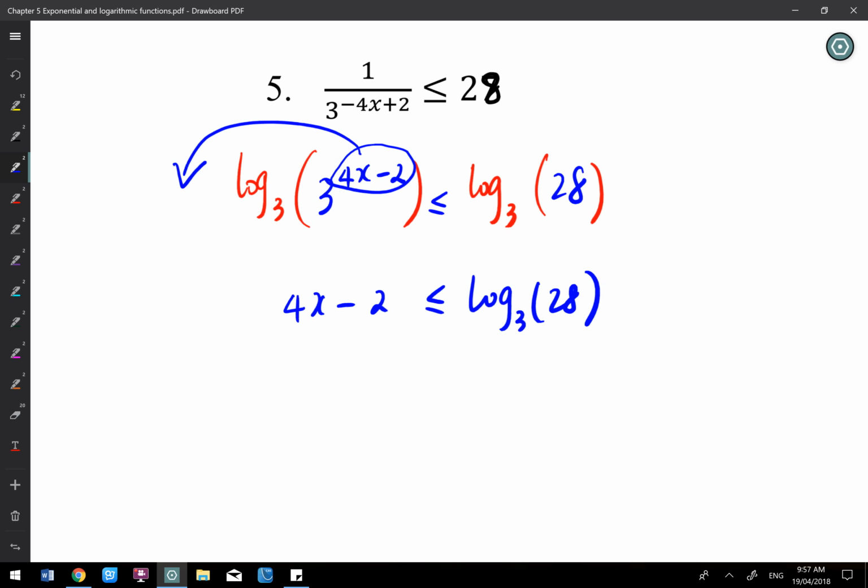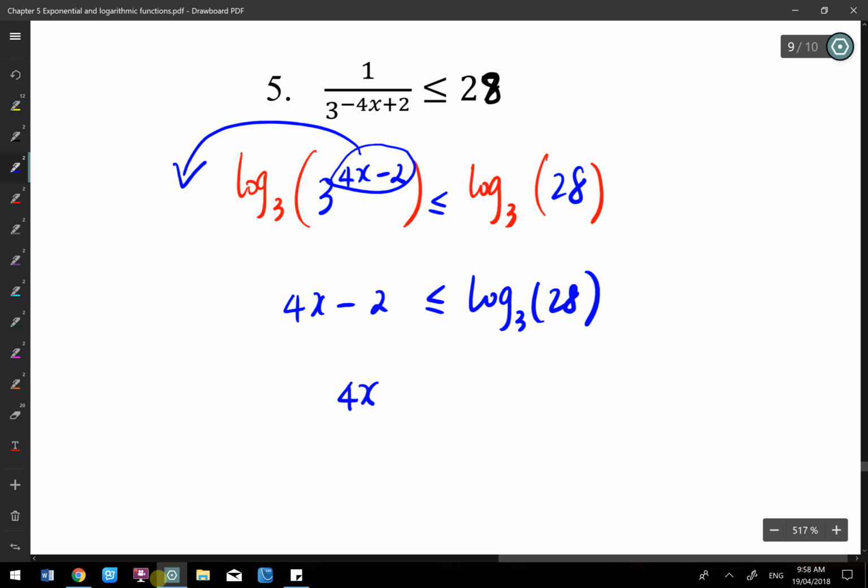You log base 3. That 3 is greater than 1, so the inequality sign won't change. If you log with a base, for example log base 0.2, you need to flip the sign, because that's a base between 0 and 1. We haven't learned the log graph. If you learn the log graph, you know when the base is less than 1, it's a decreasing graph as well. So that's why we need to flip the sign.